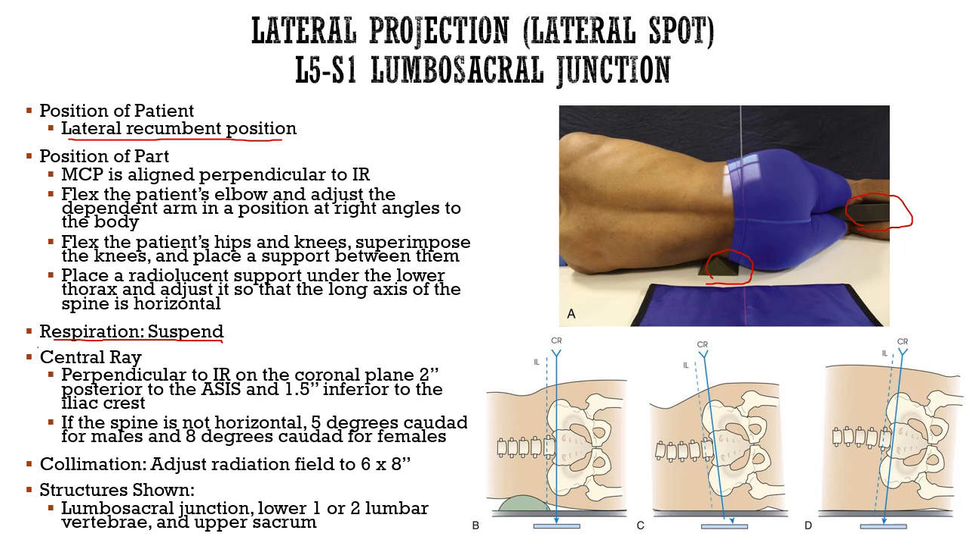We're going to direct our beam perpendicular to the image receptor and on the coronal plane 2 inches posterior to the ASIS and 1.5 inches inferior to the iliac crest. If the spine is not horizontal, then we will use a 5-degree caudad angulation for males and 8-degree caudad angulation for females, which is shown in the center. If your patient is larger, you may have to go the opposite direction. You can adjust your radiation field to 6x8, and we're going to see the lumbosacral junction, the lower 1 or 2 lumbar vertebrae, and the upper sacrum.